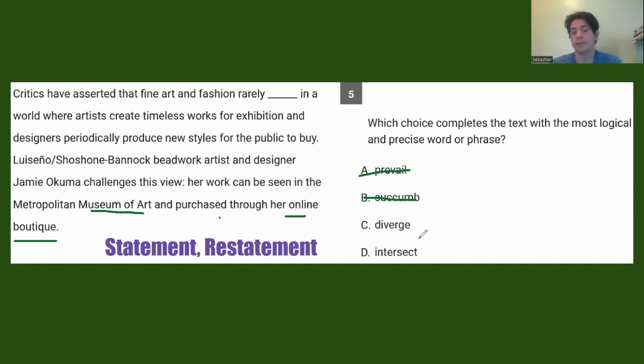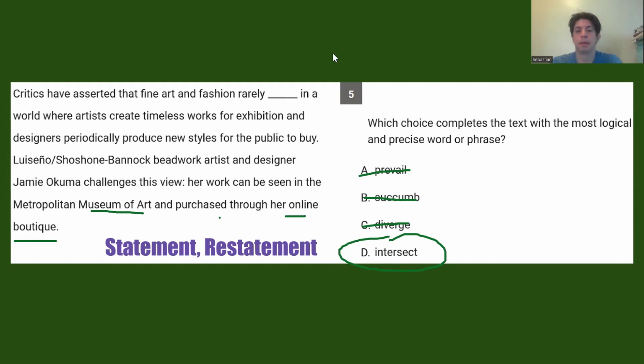And I guess we're left with diverge and intersect, which are sort of antonyms. If they rarely diverge, she wouldn't be challenging the view by combining them. So it must be that they rarely intersect, and she's challenging that by making them join together, right?